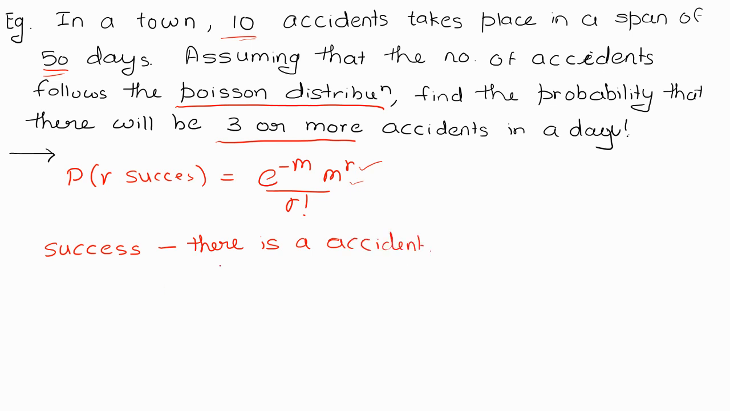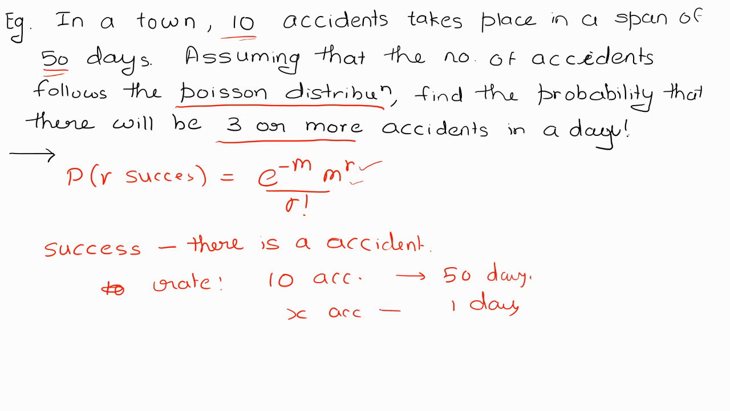Okay, now what is given? In 50 days, 10 accidents take place. So what is the rate of the accidents? The rate is 10 accidents per 50 days. Now I need to find the average of that per day. How many accidents will there be?